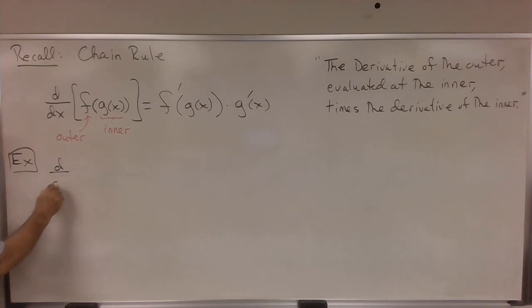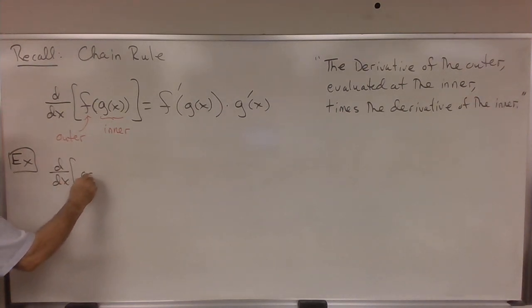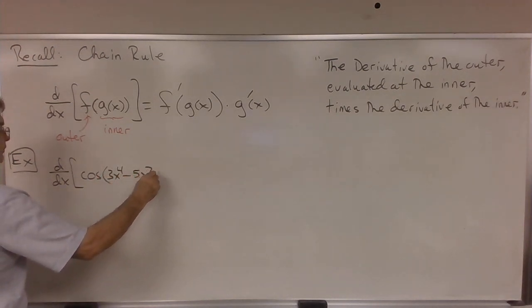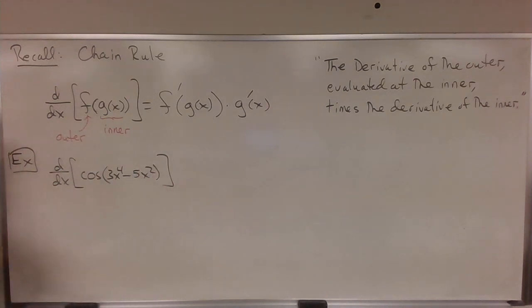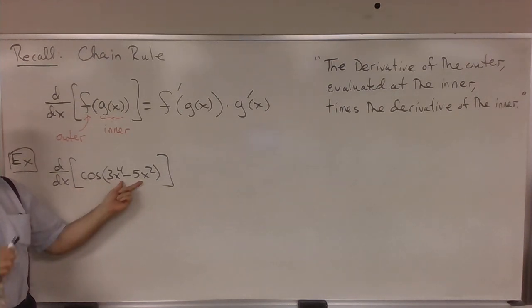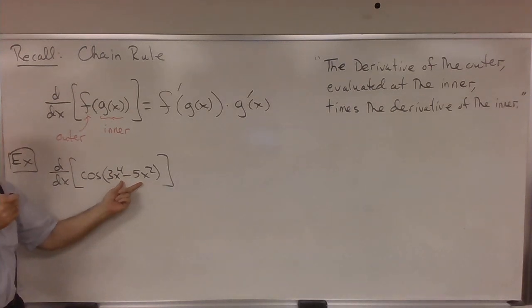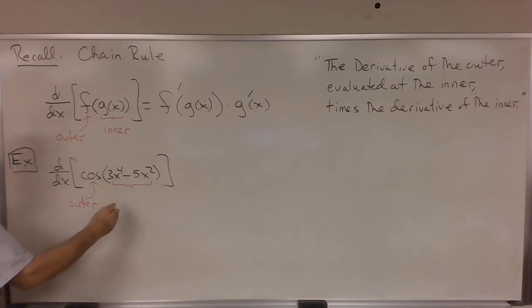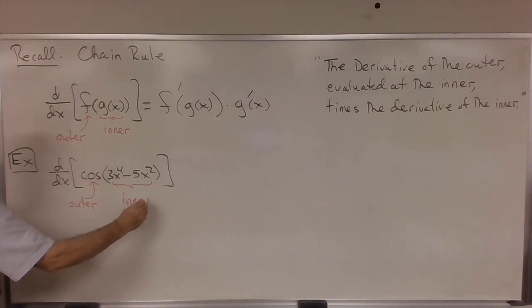Let's say the derivative of cosine of 3x to the fourth minus 5x squared. So this is cosine evaluated not at x, but cosine evaluated at a function of x. So this is definitely a composite function. Cosine is the outer function, and 3x to the fourth minus 5x squared is the inner function.